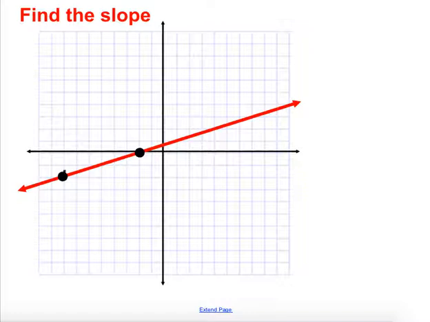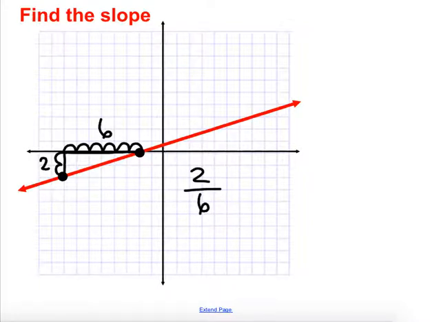slope. And our slope triangle I'm going to draw right here to say we go up 2 and we run 1, 2, 3, 4, 5, 6. So we rise 2 and we run 6. But I'm not going to leave it like that because we want to simplify our fractions to 1/3. So our slope is 1/3.